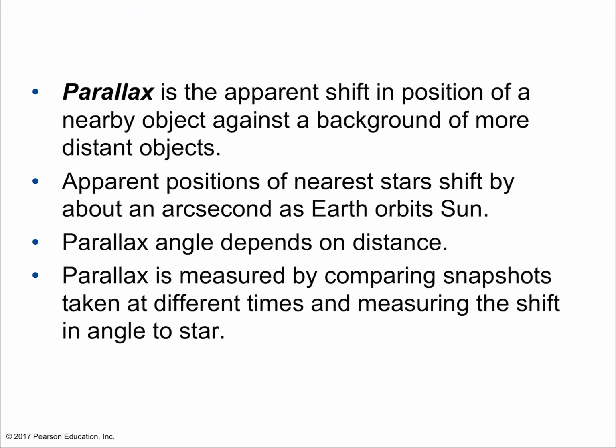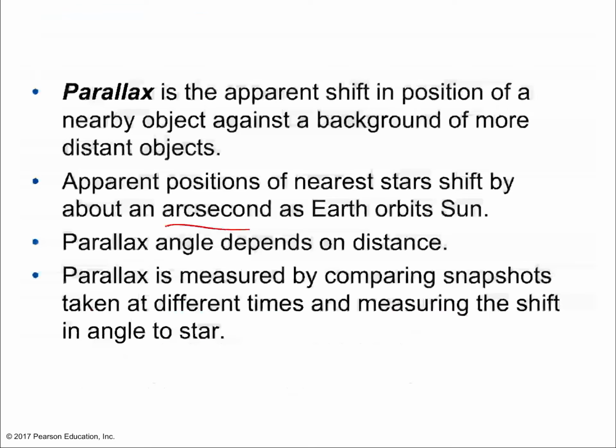Okay? So parallax is the apparent shift in position of nearby objects against a background of more distant objects. The apparent positions of the nearest stars shift by about 1 arcsecond. And to give you some perspective, an arcsecond is a really, really small amount of the sky because the sky is divided up into 180 degrees from horizon to horizon if you take a line that goes through the zenith, like the meridian. That's just a line in the local sky, a way of dividing up your observations of the sky.